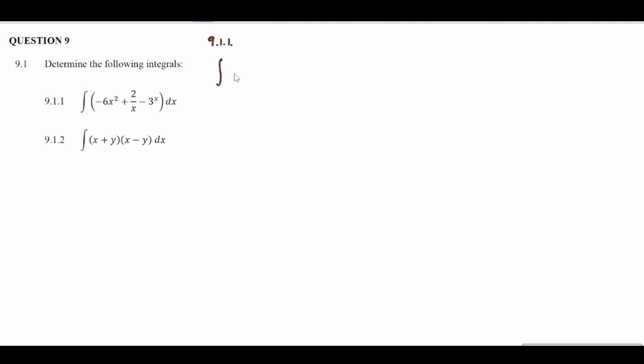So we are given to integrate negative 6x to the exponent of 2 plus 2 divided by x minus 3 to the exponent of x dx. So what we can do here, we can just separate everything and integrate individually. We can just have the integral of minus 6x to the exponent of 2 dx plus the integral of 2 divided by x dx minus the integral of 3 to the exponent of x dx.